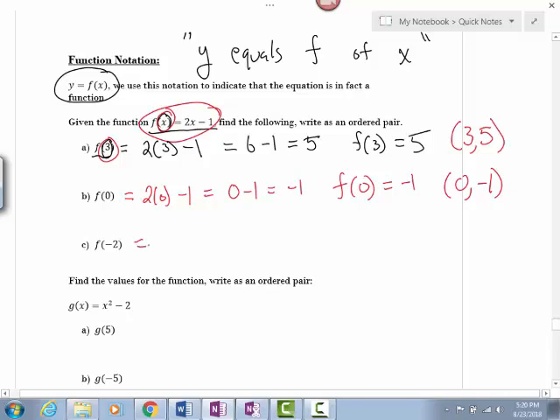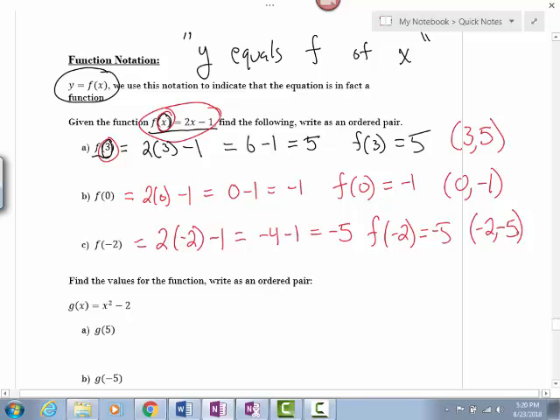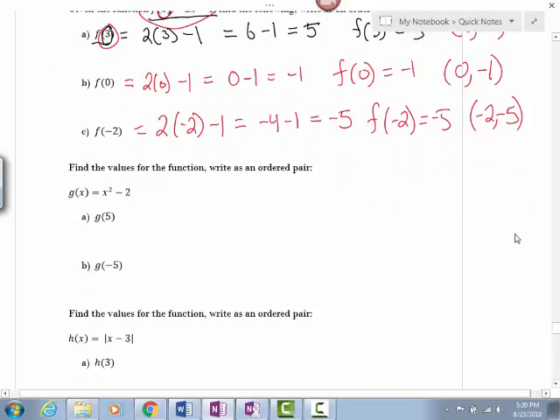So f of negative 2. Okay, f of negative 2, same thing. 2 times negative 2 minus 1. Well, 2 times negative 2 is negative 4. Negative 4 minus 1 is a negative 5. So again, that's telling me that f of negative 2 is equal to negative 5. And as a point, it would be negative 2, negative 5. Okay.